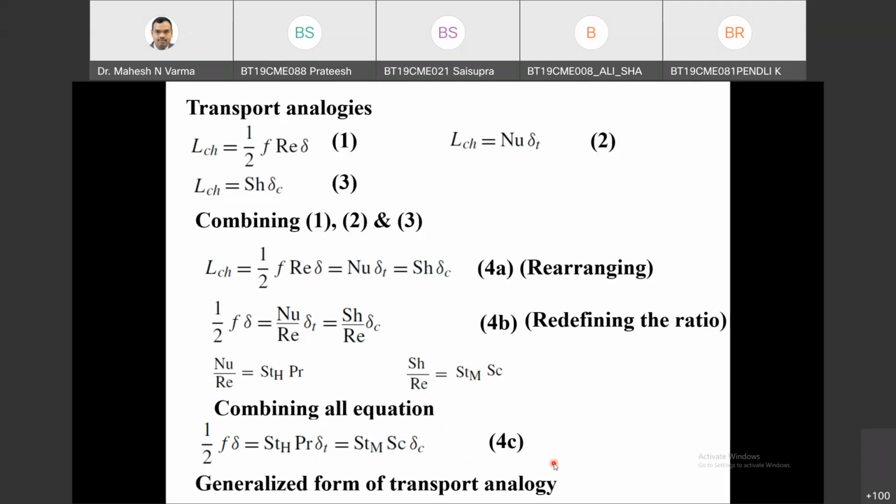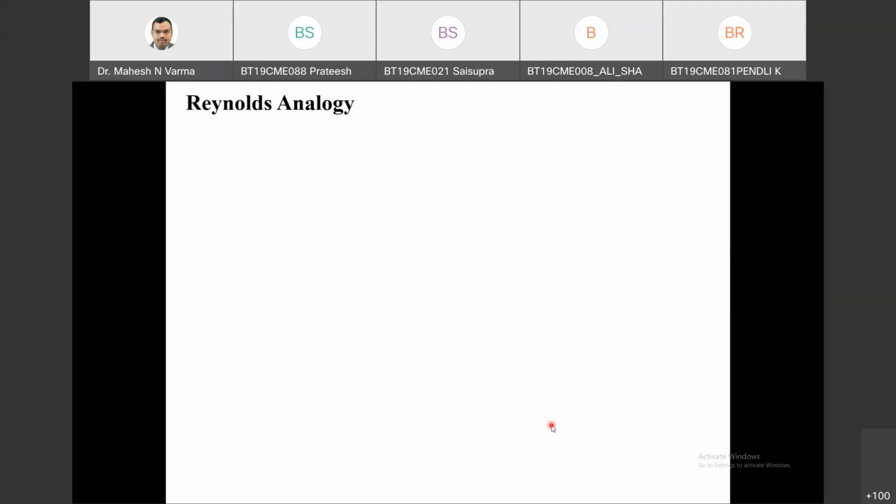Everywhere you will find that analogies start with this equation only. Now we are going to discuss the Reynolds analogy and the Chilton-Colburn analogy. There also you will find the same thing: both analogies start with equation 4C. Does anybody have any confusion over this generalized transport analogy? Okay, then we'll discuss the Reynolds analogy.